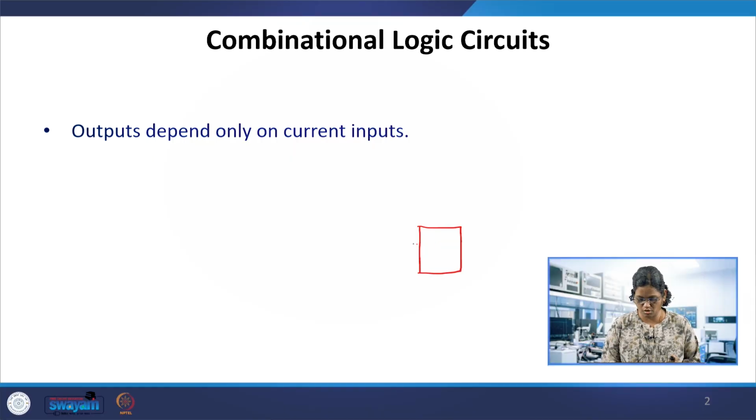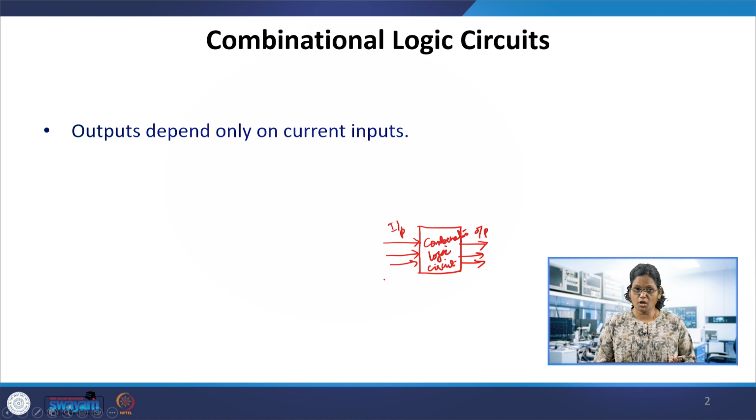So, the output of a combinational circuit depends only on the current inputs. For example, if we take a block of gates, logic gates, there will be input and output. This combinational logic circuit has an input and an output, which need not be only one. There can be multiple inputs as well and multiple outputs as well. So, n inputs and m outputs.